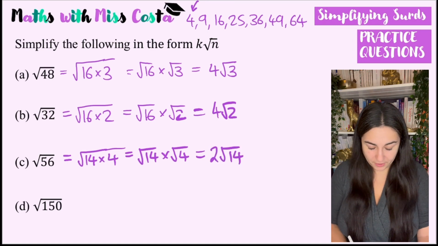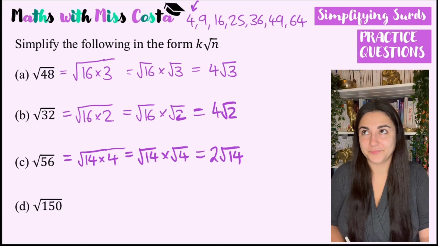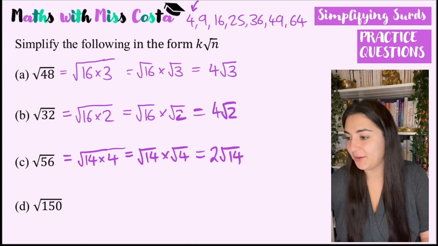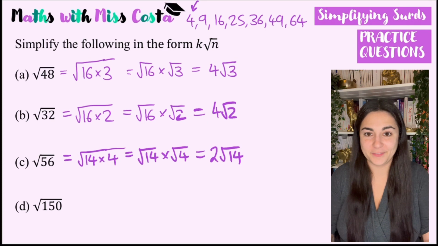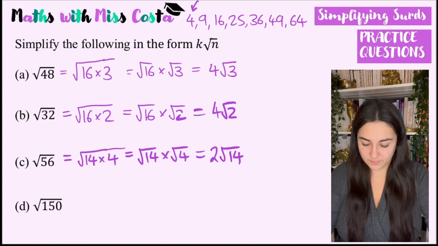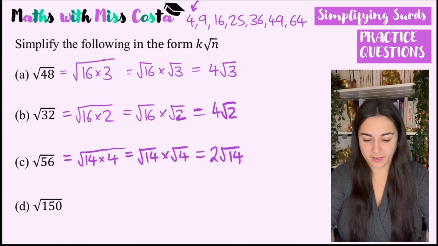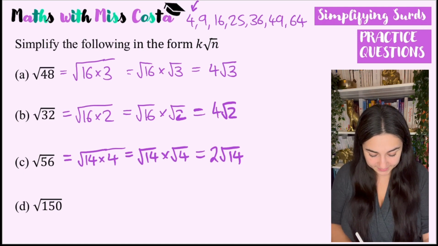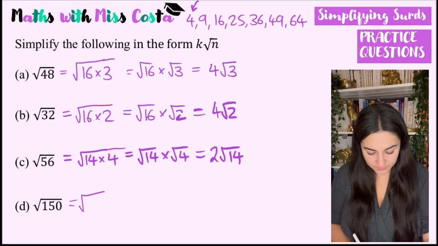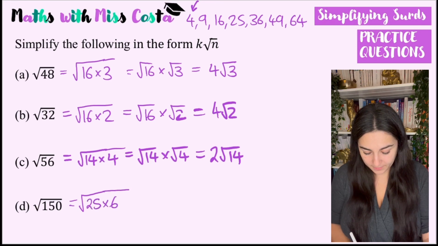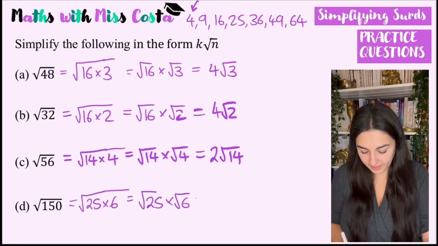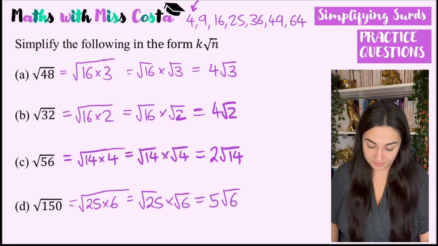Finally, I've got the square root of 150. Okay, so I know that 25 is going to fit into it. And that's going to be the largest square number that I could do. So 150 divided by 25 is 6. So you can do 25 times 6. Split them up. So the square root of 25 times the square root of 6. And the square root of 25 is 5. And square root of 6 you can't simplify any further.